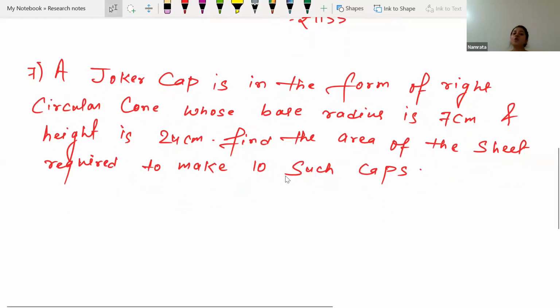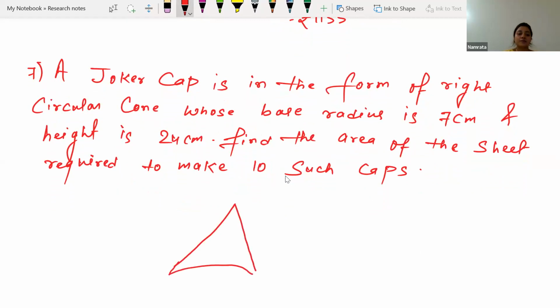Here it says a joker cap is in the form of a right circular cone. We know the structure of a joker cap is exactly a conical shape. The base radius R is given as 7 centimeter, and the height is given as 24 centimeter. What we have to find is the area of the sheet required to make 10 such caps.